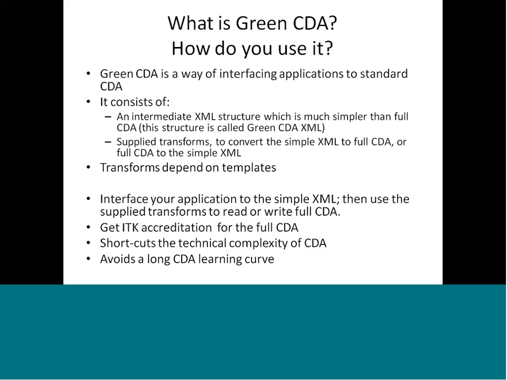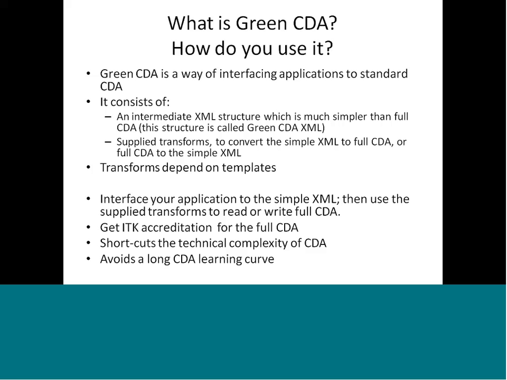The how do you use it bit, again, to summarize that in advance, how you use it is you interface your application simply to the simple Green XML, and that's a vanilla XML interfacing job. And then you use the supplied transforms to transform it up or down to full CDA. And that means you can build an interface to Green CDA and use the transforms to get the application accredited for full CDA.